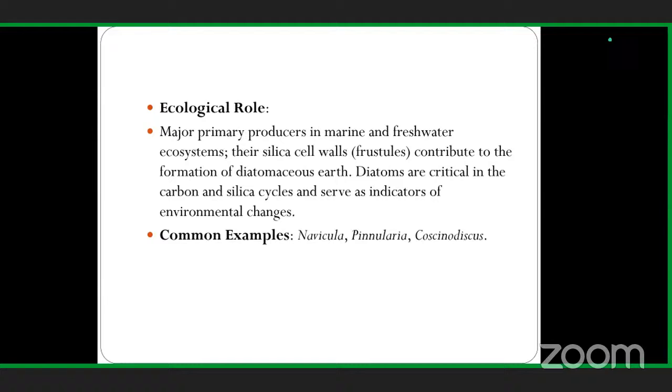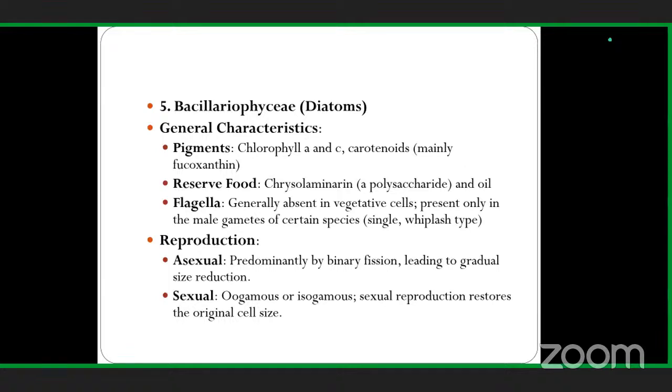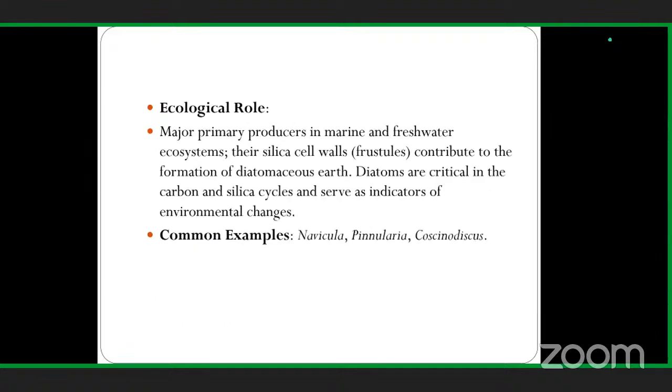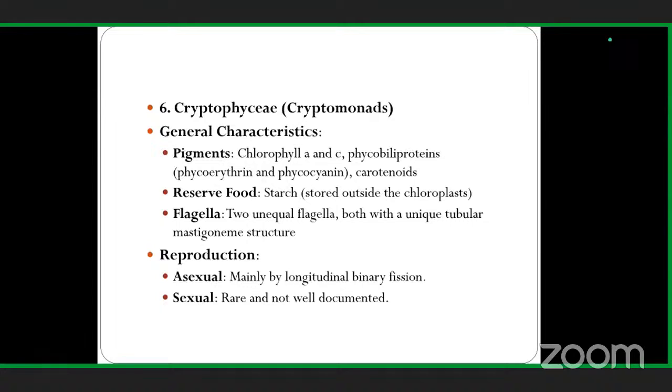So common examples are Navicula, Pinularia, and Coscinodiscus. This is all about Bacillariophyceae, that is the diatoms, class 5. Next, class 6 is the Cryptophyceae, or you can say cryptomonads. So the general characteristic: pigments are chlorophyll a and c.